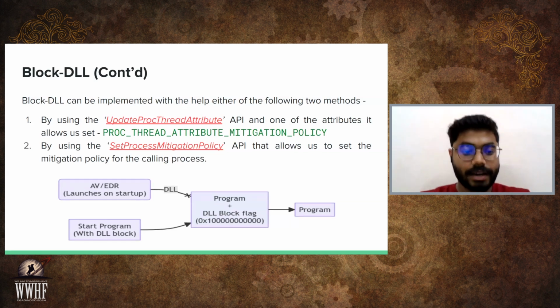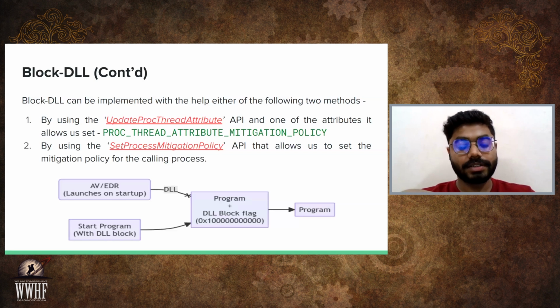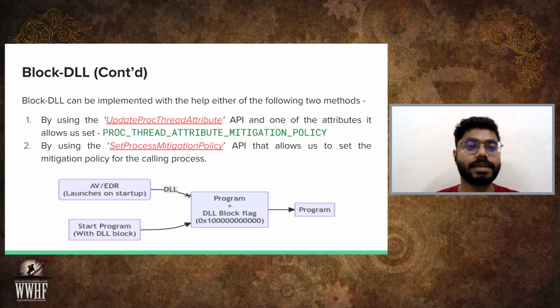So this is the diagram. You can see that the AV and EDR launch a DLL and the program is running. Whenever the program executable executes, the AV injects its DLL into that particular process, in the memory, and then checks all the parameters of the API calls and everything else the program is doing. So this technique prevents the DLLs of the AV and EDR from getting loaded into our process.